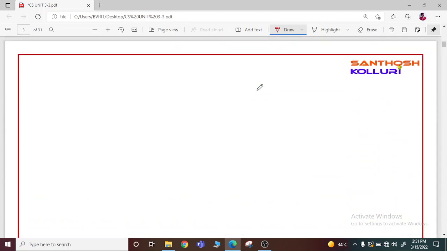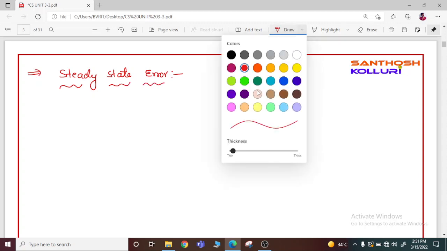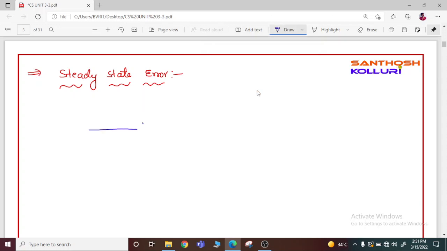Next one is steady state error. Generally we will find the steady state error in the steady state component whenever the system is reaching steady state.